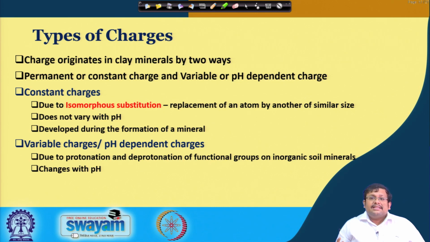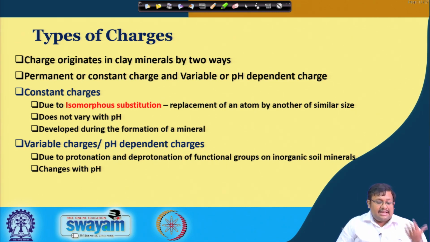The types of charges in the soil: you already know there are two types of charges that occur in the soil. One is called the permanent charge, another is variable charge. Permanent charge always occurs through isomorphous substitution. As a result of isomorphous substitution, excess negative charge is developed, and this negative charge is known as permanent charge. This is a structural characteristic, so that is why it is called permanent charge. It is also known as the constant charge, and it does not vary. Why is it called a constant charge? Because it does not vary with the pH. It developed during the formation of the mineral.